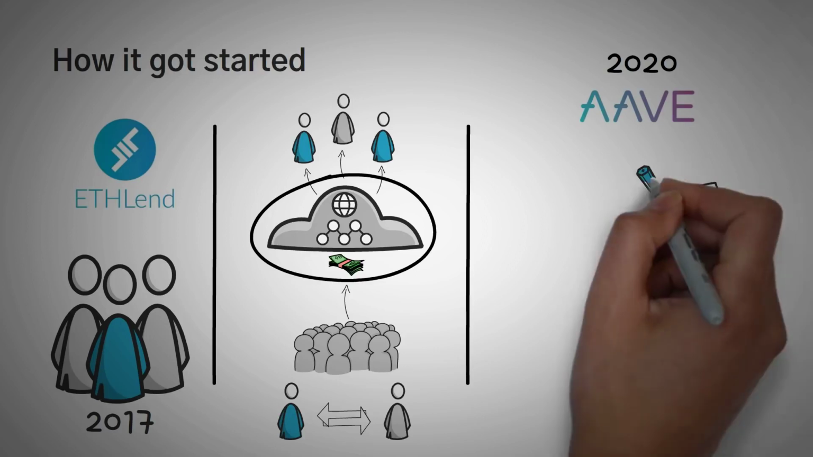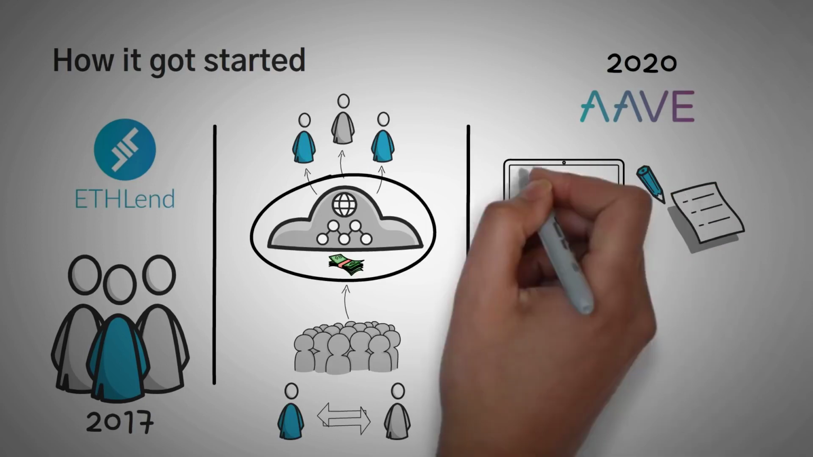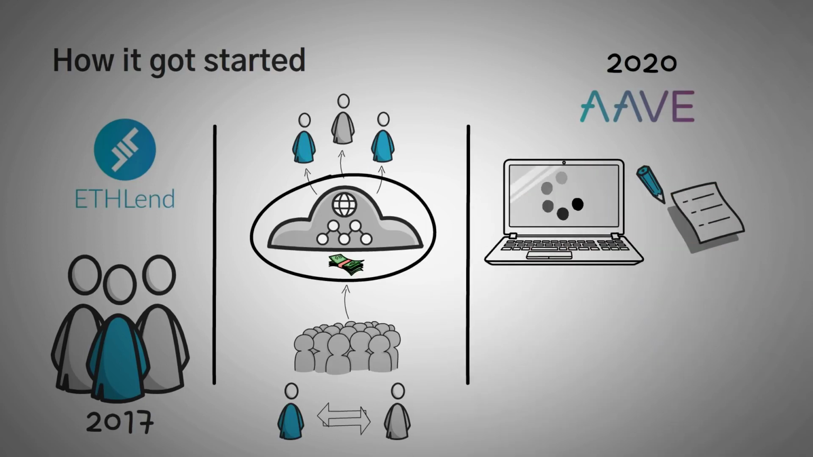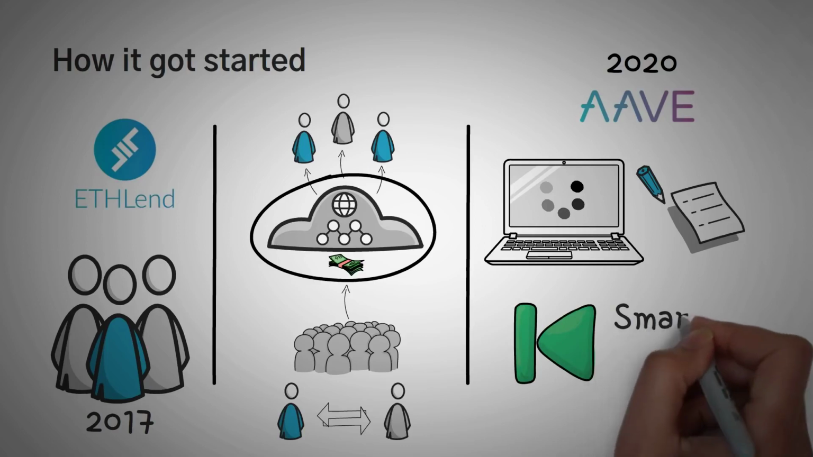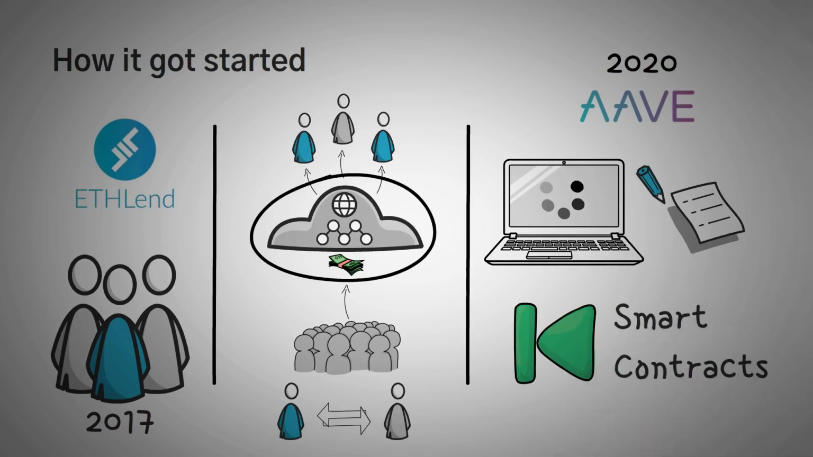AAVE utilizes smart contracts, which are just pieces of code that get run automatically based on certain conditions to run the platform. Now, if you're new to smart contracts, you should definitely go watch our video on it, where we break it down really simply using stories and analogies.